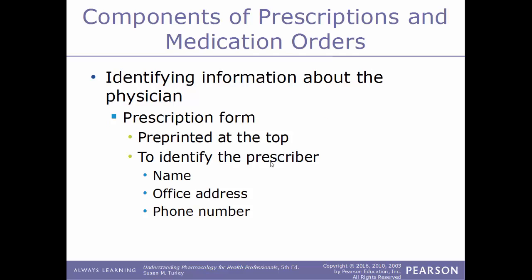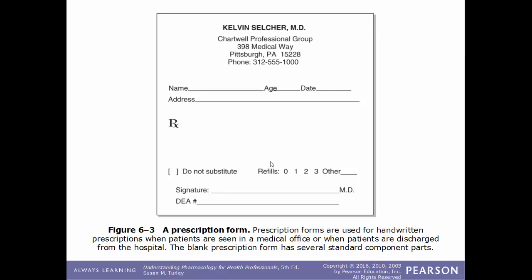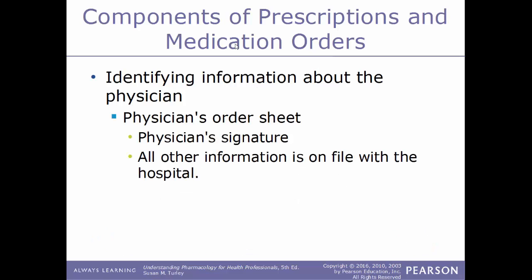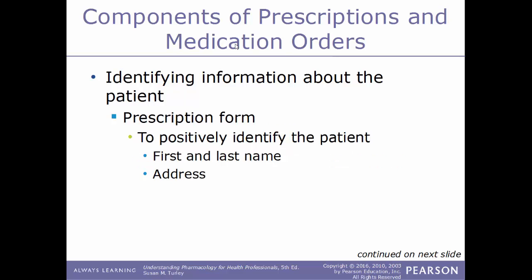All right, now we'll talk about various components of prescriptions and medication orders. First, the identifying information about the physician. This will be found on the prescription form. This will be pre-printed at the top to best identify the prescriber. So the doctor's name, the office address, and then the office phone number. In case there are any questions or issues with the prescription, they know where to call and who to ask for. This is a fairly standard prescription form. Doctor's name here on top, office address, office phone. These will always be pre-printed at the top of a prescription form. When it comes to a physician's order sheet, this will require a physician's signature, and all other information is on file with the hospital.